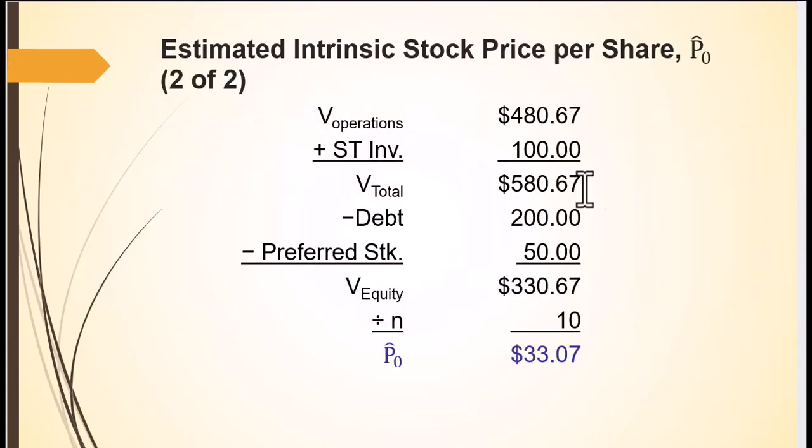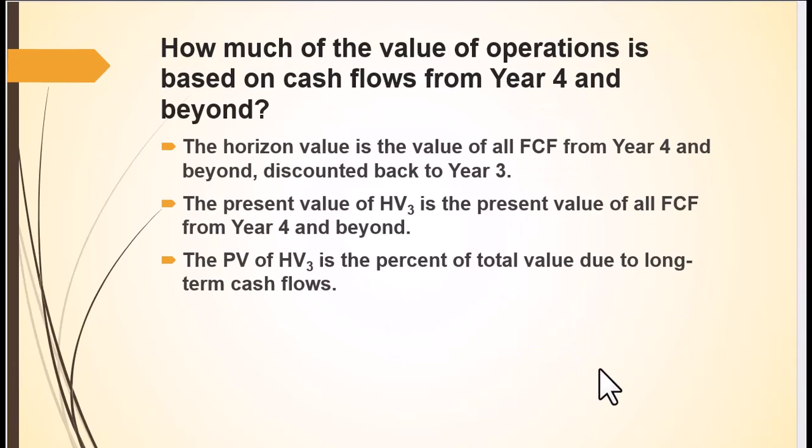So how do we, again, work this down through to find out the value of the stock? $480 million plus the short-term stock. The company is worth $580 million. Subtract out debt, preferred stock. We're at $330 divided by the 10 million shares. The stock price for this particular company then is $33.07.